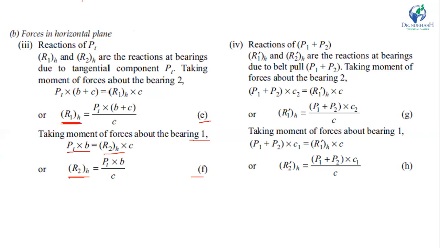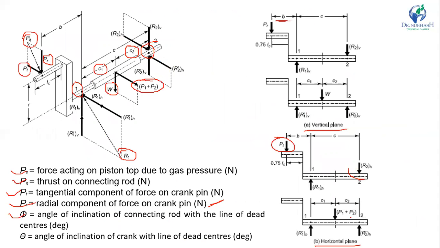Now reactions due to P1 plus P2. Due to the load P1 plus P2, the reactions are R1 dash H and R2 dash H. So by taking the moment about the bearing 2, we can say R1 dash H into C is equal to (P1 plus P2) into C1, and taking moment about the bearing 1, we can say R2 dash H into C is equal to (P1 plus P2) into C1.